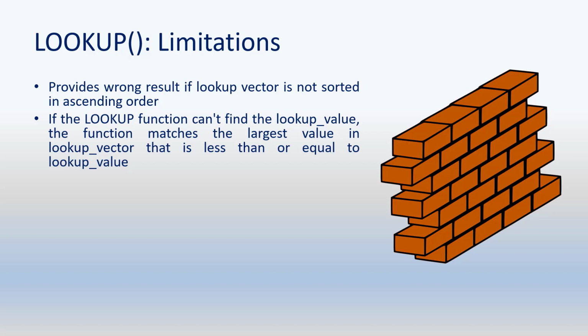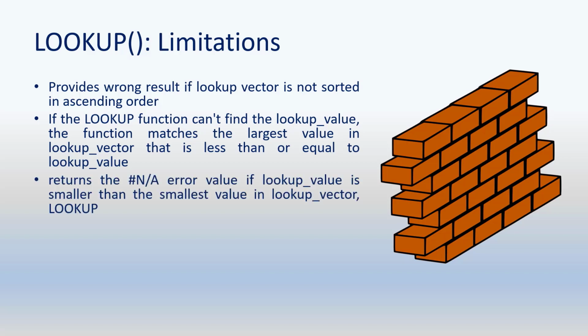So if your lookup value is 10 and if it is not finding the value 10, it will look for the largest value which is less than 10. It may find a value of 9 or 9.9 or 8, whichever is the largest in the vector less than the reference value. The lookup function returns not available error if the lookup value is smaller than the smallest value in the lookup vector. If your lookup value is 2 and in the lookup vector the smallest value is 3, the lookup function can't even find the largest number that is less than the lookup value. So it will return not available error.